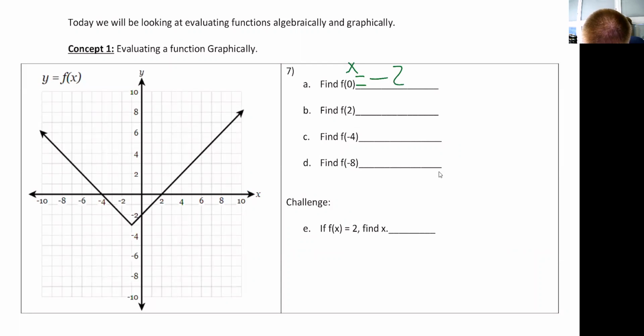F of 2. Let's try another one. So remember, that's your x value. So you're inputting 2. You want to figure out your output or basically your y value for that x value. So you go over to 2 on your x-axis, and you want to see how far up or down I have to go to hit my function. In this one, I don't have to go up or down at all. I'm on my function at that x value. So my y value would be 0.